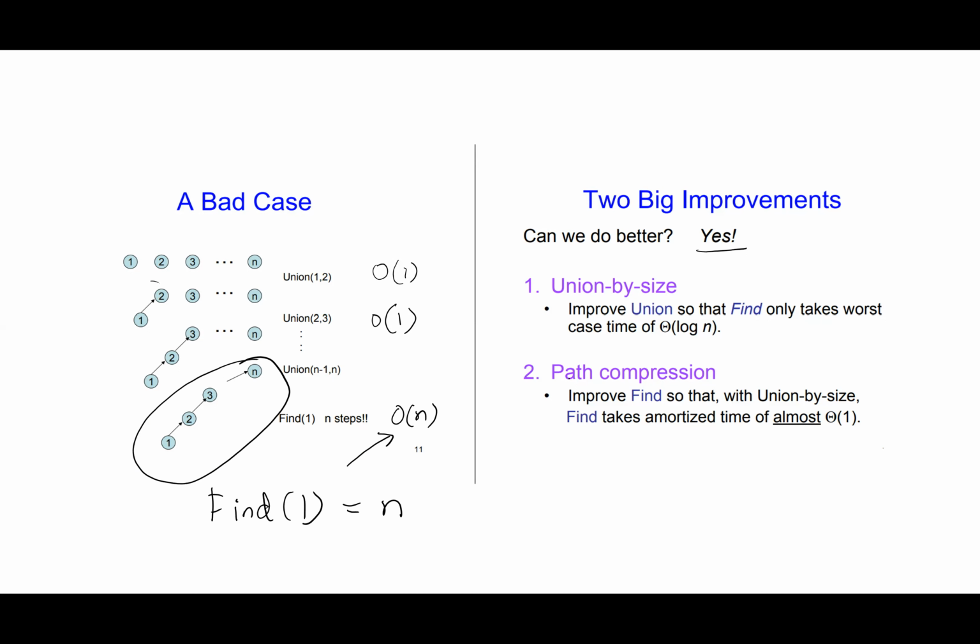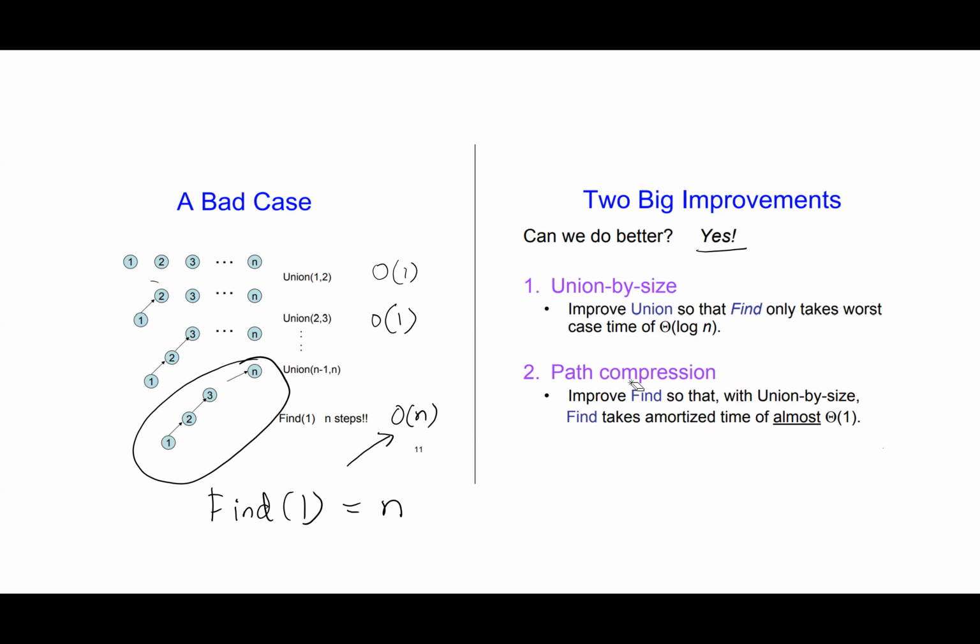And the second technique that we are going to discuss is path compression. In this case, we improve find so that union by size and find, both of them become almost order of one. This is very interesting, right? So we are trying to optimize union so that find becomes better, and then we also want to optimize find so that both union and find become better and become almost order of one. This is very interesting, how we are going to do this.